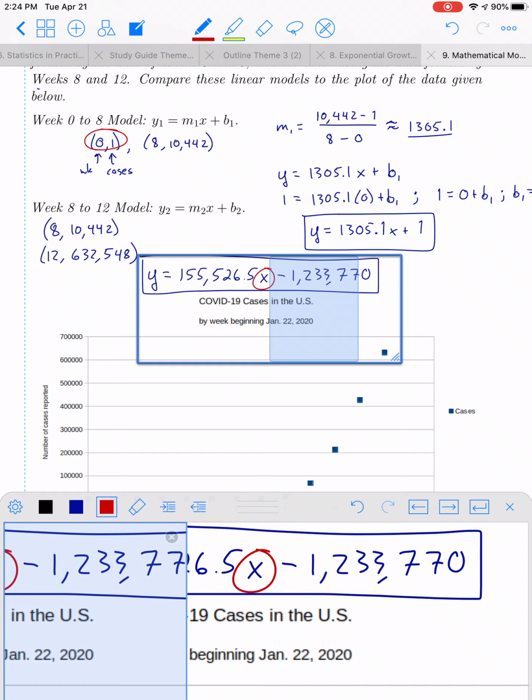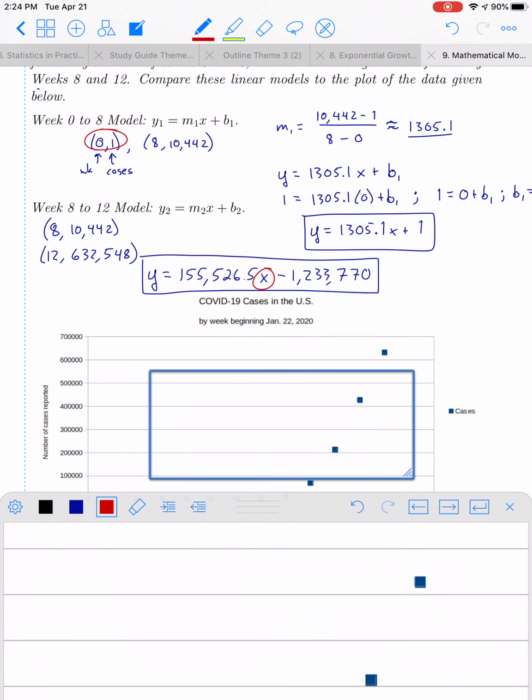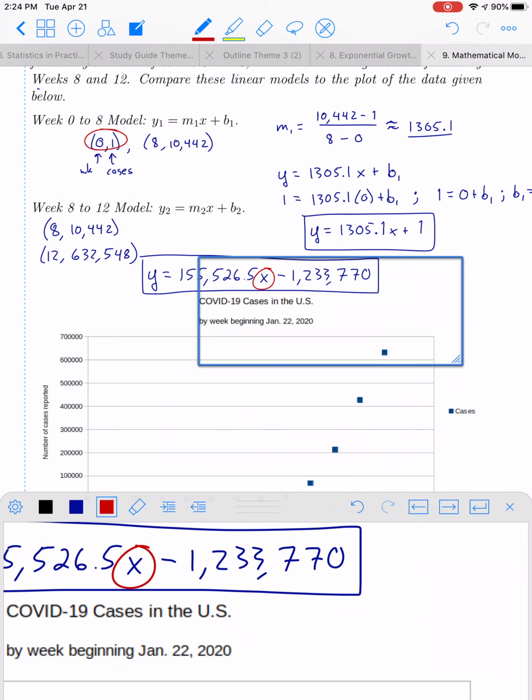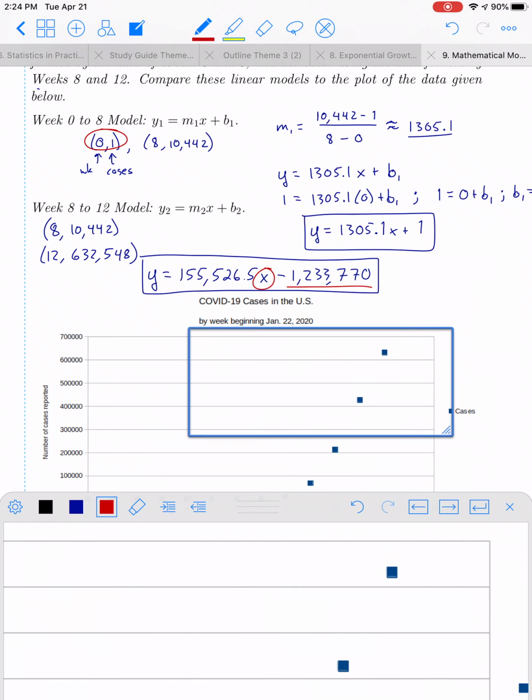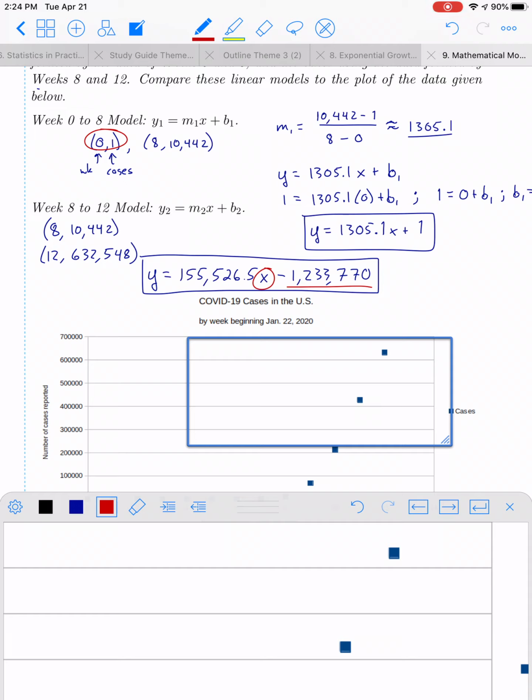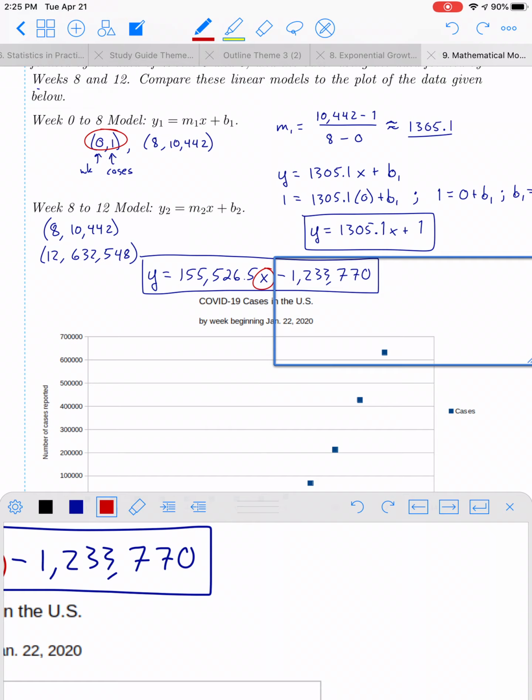Okay, so the real problem with this model is, imagine what happens if you want to check what week 0 presented. In other words, project into the past, which is something we should already know, but just to see how good a model is doing, you might want to check how it looks in the past. Well, if you plug in week x equals 0 for week 0, the value you get out from this formula is negative 1.2 million. We didn't have negative 1.2 million cases in week 0. In fact, there's not really any meaning for that.